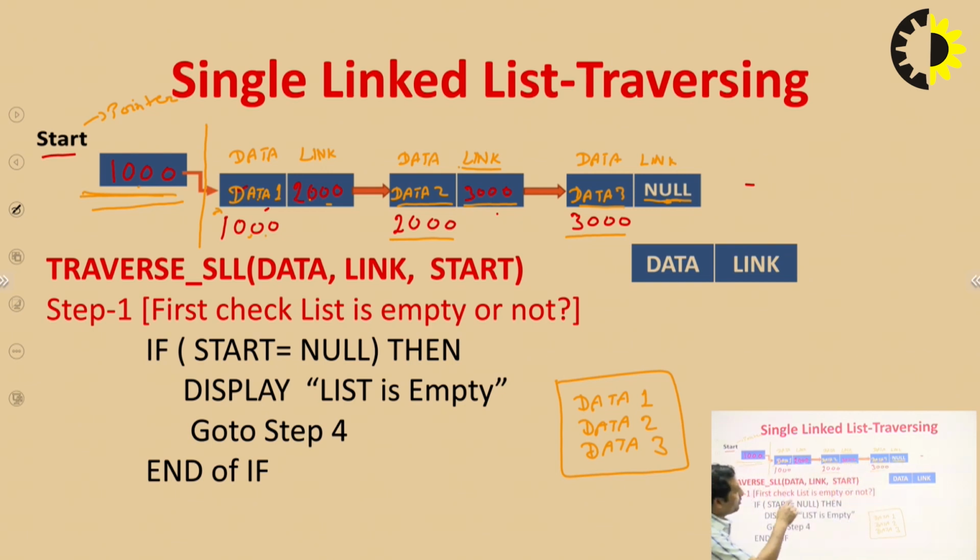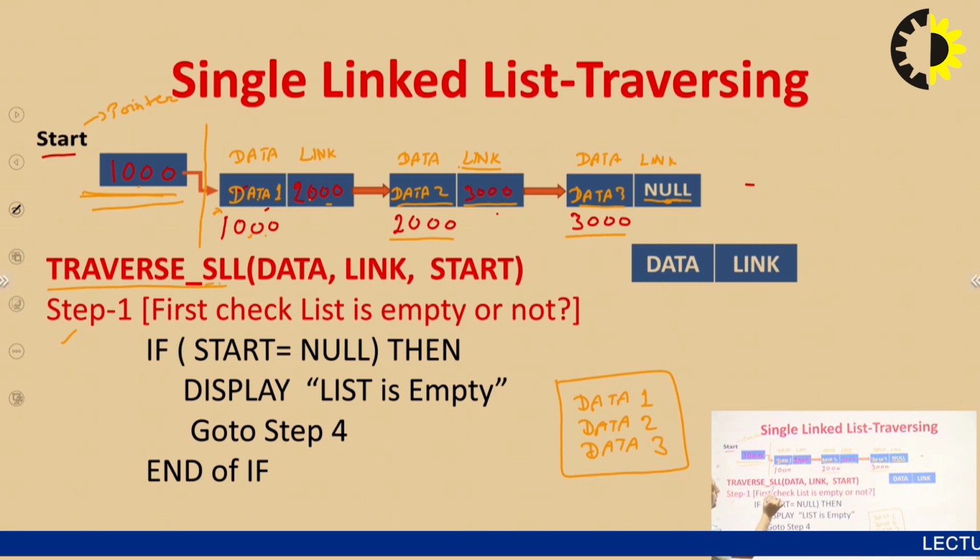This is the actual mechanism for traversing, and we can see this traversing mechanism with the help of the algorithm. Just see here, we are traversing a singly linked list SL, with data, link, and the start.